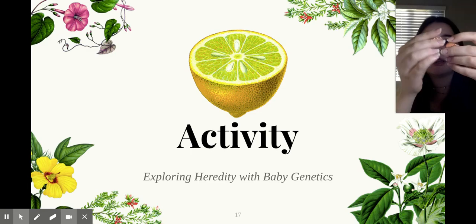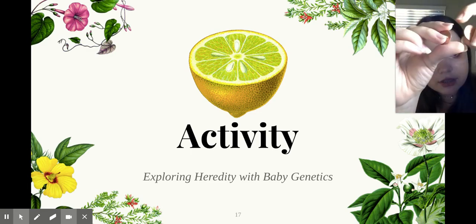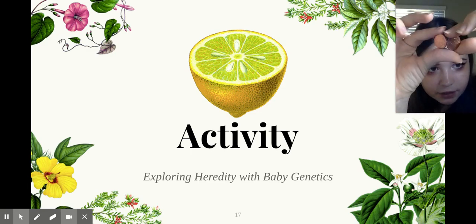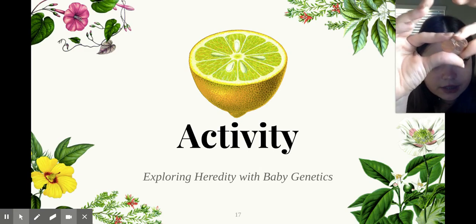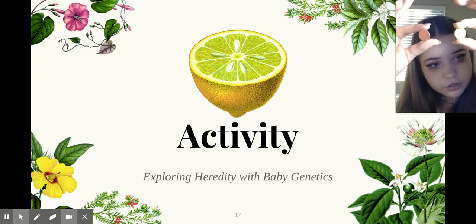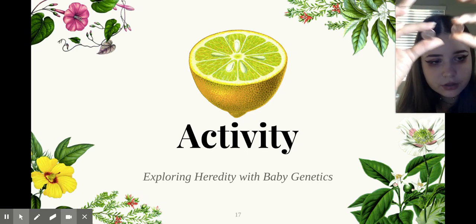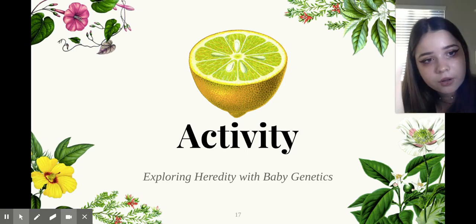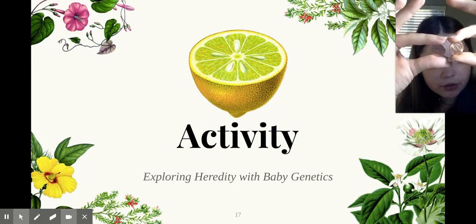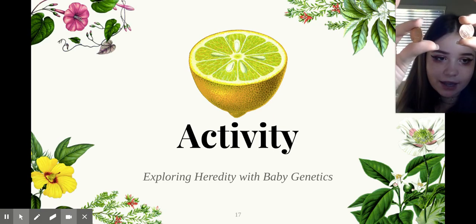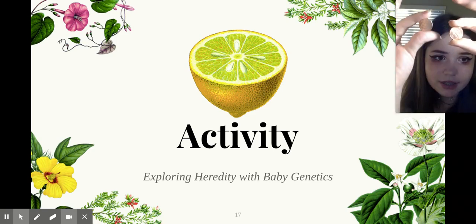Now let's say I flip again, and I get two tails. These are both the recessive allele. This means that the recessive trait actually shows up in the organism because there's no dominant allele masking it. So these recessive alleles are going to produce the recessive traits. This is what we call homozygous recessive.